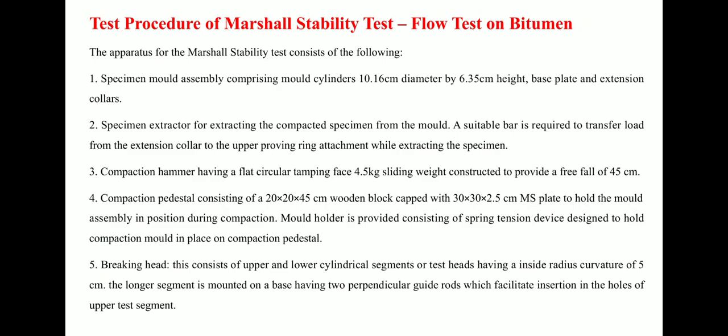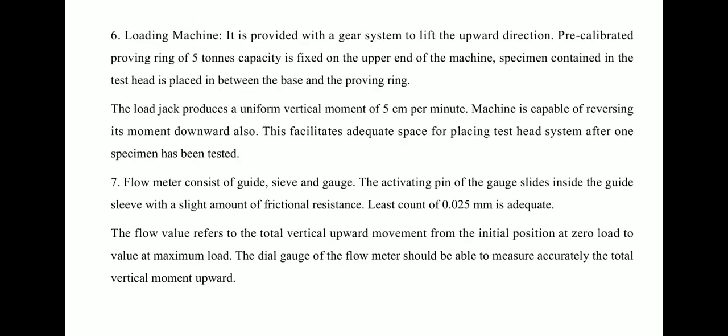Breaking head. This consists of upper and lower cylindrical segments or test heads having an inside radius of curvature of 5 cm. The longer segment is mounted on a base having perpendicular guide rods which facilitate the insertion of the holes of the upper test segments. Now the loading machine, we have to apply load. It is provided with a gear system to lift in the upward direction. The pre-calibrated proving ring of 5 tons capacity is fixed on the upper end of the machine.